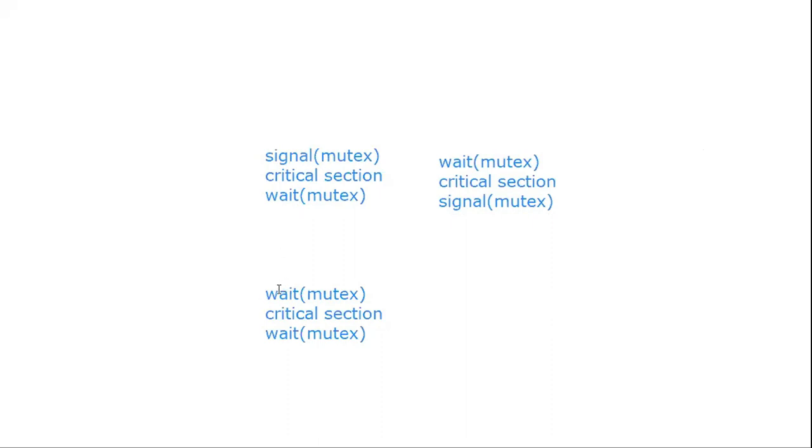Next, if we use wait of mutex, critical section, and wait of mutex again, we will not release the lock. We will not release the process. So a deadlock situation will occur. Here the deadlock situation occurs.